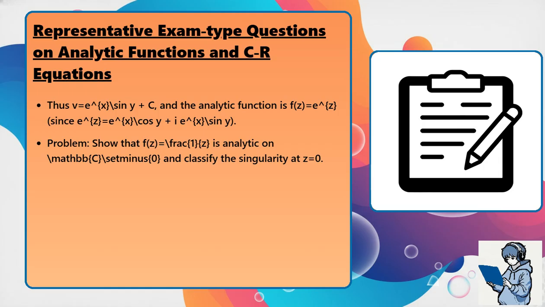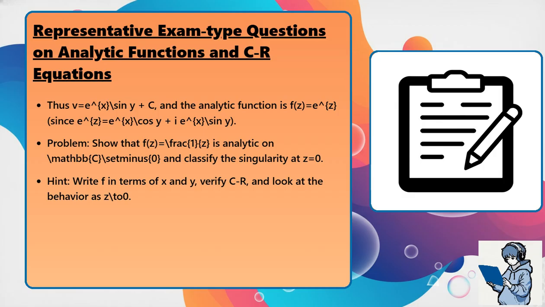Problem: show that f(z) = 1/z is analytic on ℂ minus the set containing 0, and classify the singularity at z = 0. Hint: write f in terms of x and y, verify CR, and look at the behavior as z approaches 0.